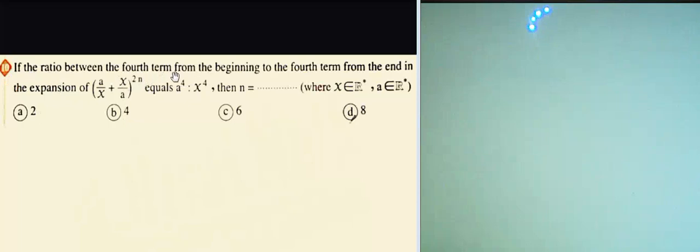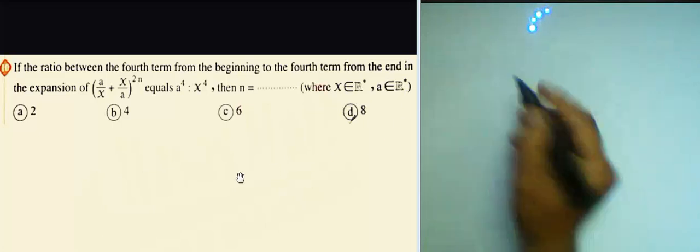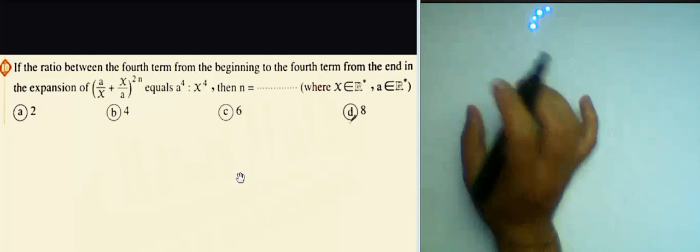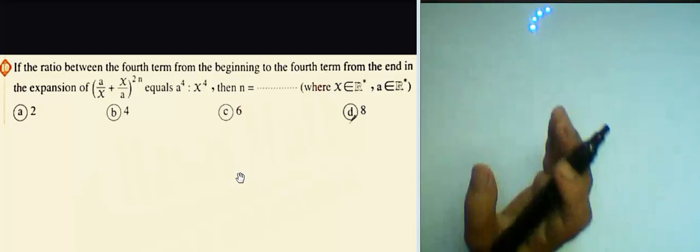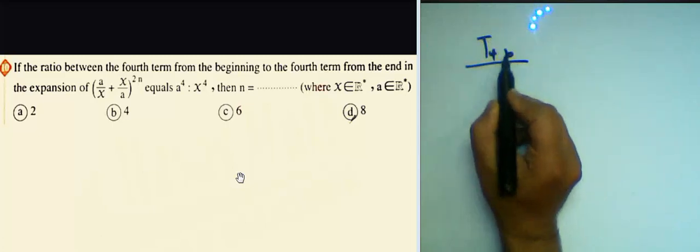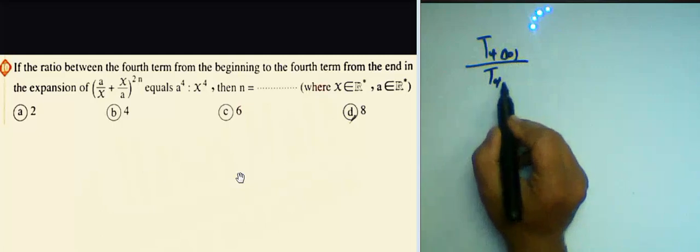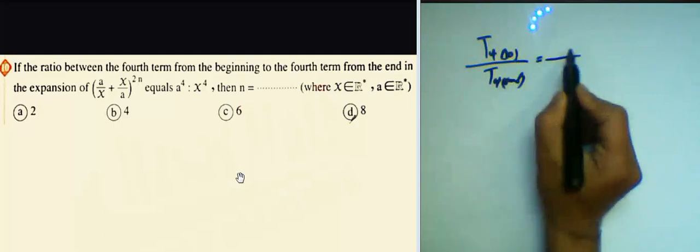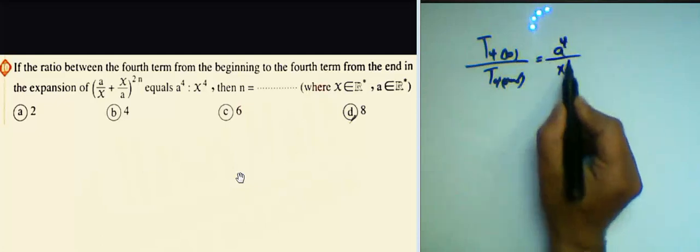Look at question number 10. The ratio between the fourth term from the beginning and the fourth term from the end in the expansion of a over x plus x over a, all power 2n, equals a power 4 over x power 4, then n equals what? Where x belongs to R star and a belongs to R star. Okay, look here. It tells us the ratio between the fourth term from the beginning and the fourth term from the end equals a power 4 over x power 4.